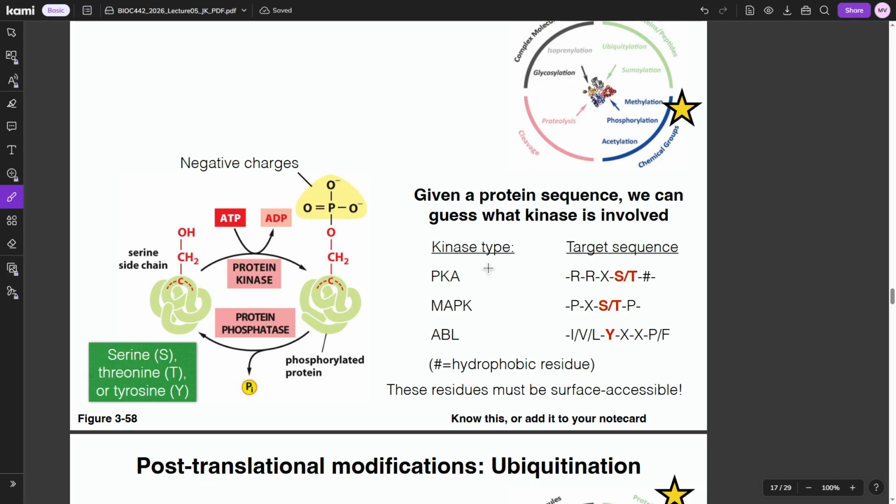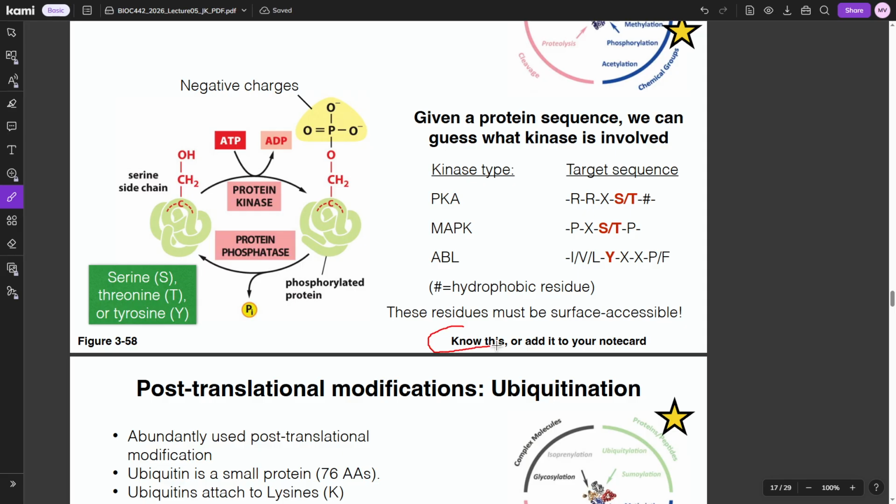Okay, so in this case, I don't think you have to memorize these, but they do say to add it to your note card, so if you want to memorize them, you can. I would just add it to your note card. The main thing to keep in mind here is that if you see a serine or a threonine followed by a hydrophobic amino acid, it's going to be protein kinase A. If you see a serine and a threonine just on its own, I think X is supposed to be any amino acid.